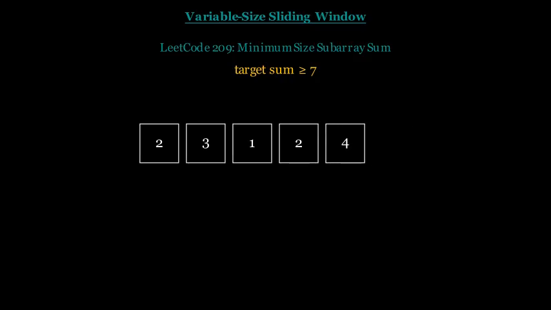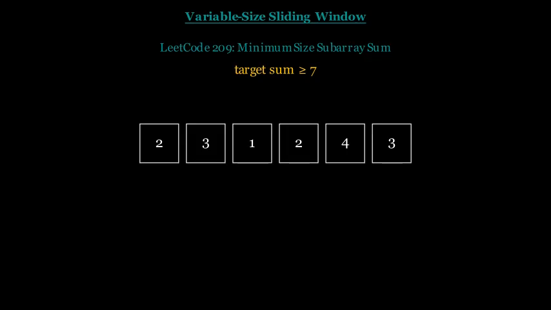Find the smallest contiguous subarray whose sum is at least 7. The core idea still holds. Grow the window from the right. Shrink it from the left. But now both pointers are doing real work. Grow the window by adding numbers on the right until the sum finally reaches the target. The moment it does, don't just record the length and move on. Try to shrink the window from the left as much as possible.